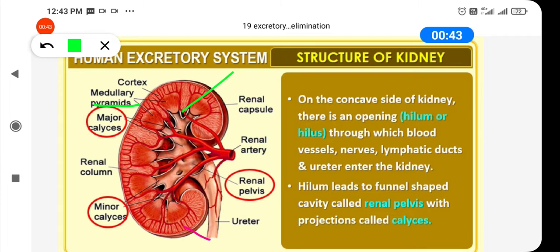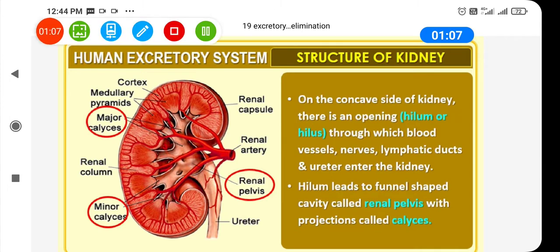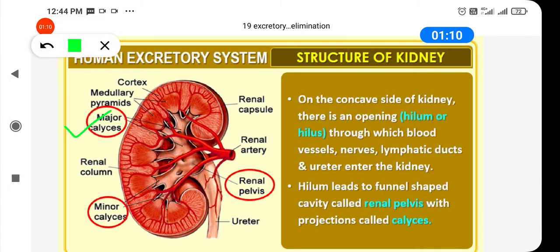Inside the kidney, the ureter is expanded. You can see this is the expanded part, and this is called the renal pelvis. Now it is further showing branches, and there are two types of ends of the pelvis. One is called the major calyx and further branching is called the minor calyx. These are the cup-like cavities called major calyces and minor calyces.